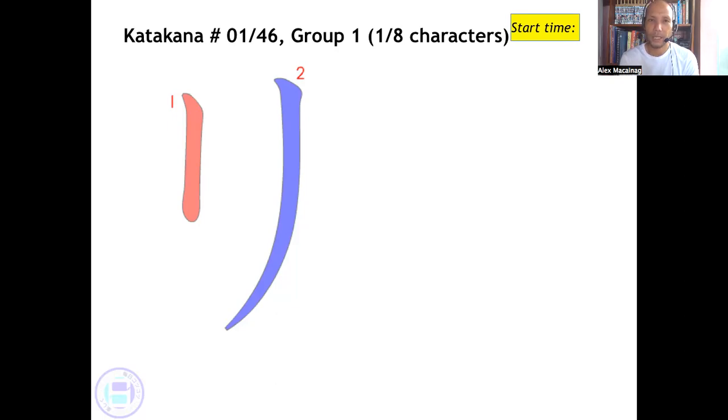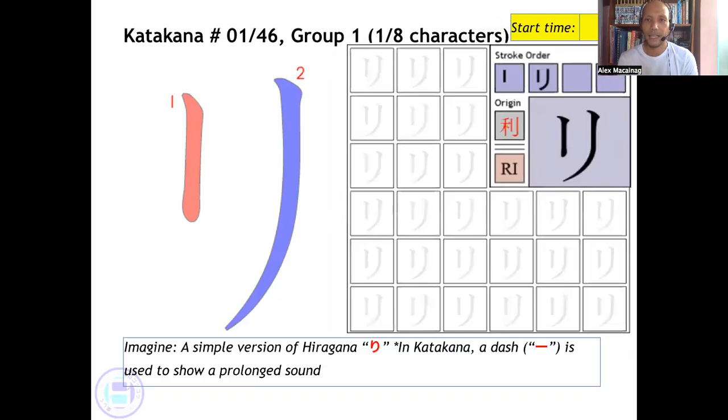Okay, which hiragana character does this remind you of? This is ri. Imagine a simple version of hiragana ri. In katakana, there are lots of straight lines. What is the difference with the hiragana character? Katakana is more on straight lines and corners. Hiragana is more on curves.